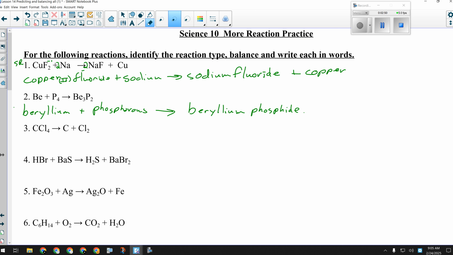All right, now I've got to balance this thing. The rule is start with the biggest number. Okay, biggest number is what? It's 4. All right, so there's 4 phosphorus over here, but there's only 2 in the product. So what needs to go in front of beryllium phosphide? Yeah, we got to put a 2 there, because 2 times 2 is 4. Also, 2 times 3 is 6. So what needs to go in front of the beryllium? A 6. Okay, is it balanced now? It is.